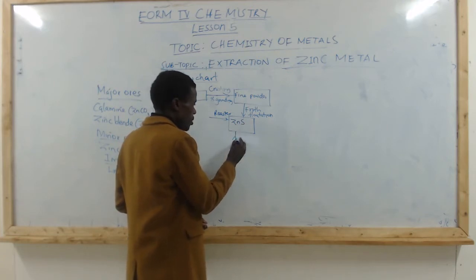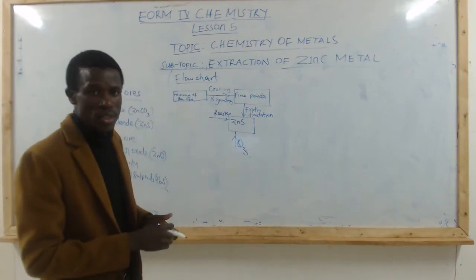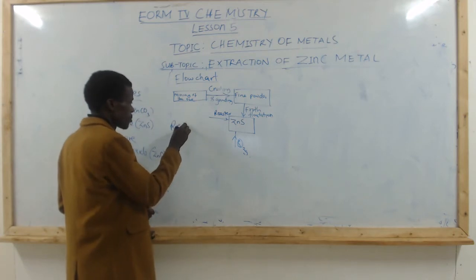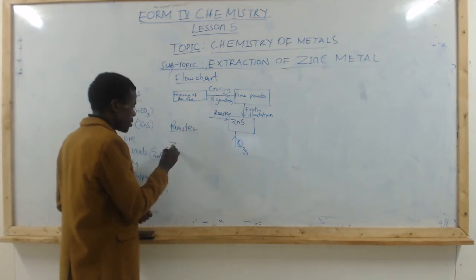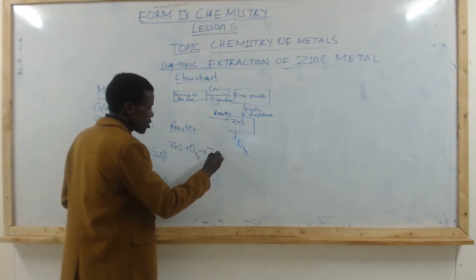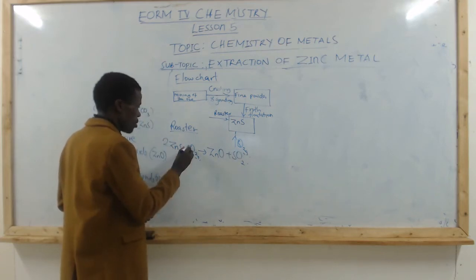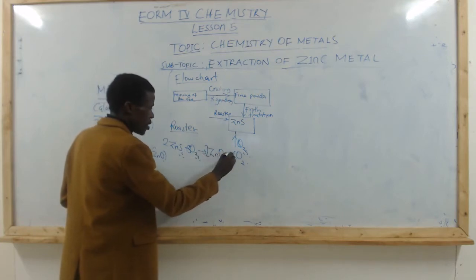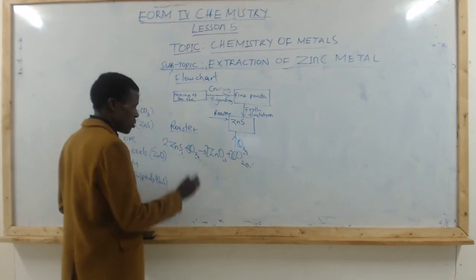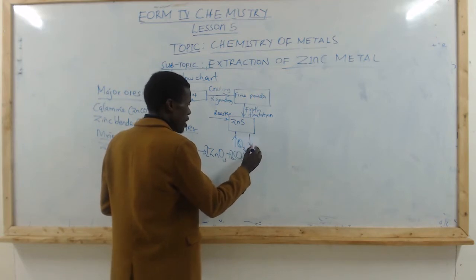At the roaster, oxygen is added. Oxygen will react with zinc sulfide to form zinc oxide and sulfur 4 oxide. So zinc sulfide reacts with oxygen gas to form zinc oxide and sulfur 4 oxide. You balance by having 2, 3, 2 and 2, and then you must obey the rules in chemistry by having the right state symbols. Now we will be having sulfur 4 oxide given out.